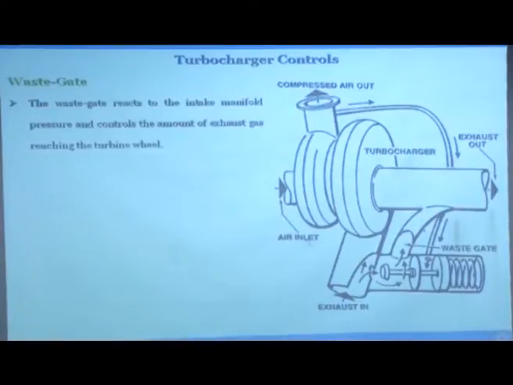So, you see this is the compressor and this is the turbine. The exhaust is coming in from here and going out from here. In the compressor part, the fresh charge is coming in, rotating here, and compressed air is going out here.